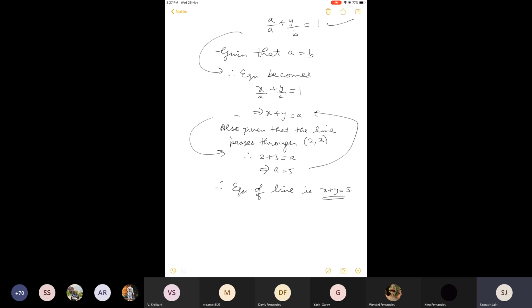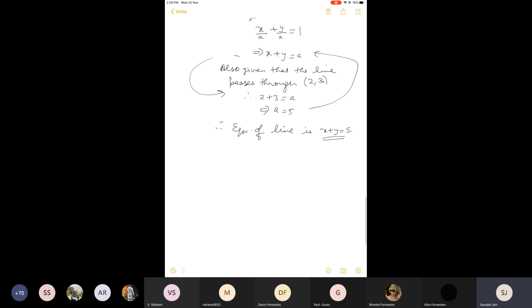Yes, any other question? Any other question from this exercise? So last one, 20th. By using the concept of equation of line.